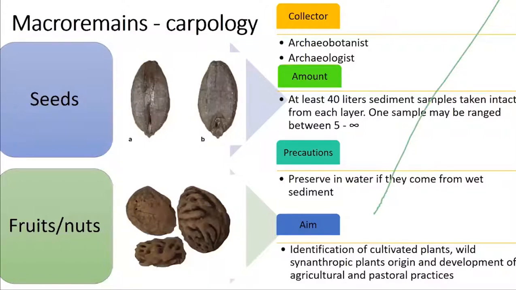And the amount: at least 40 liters of sediment should be taken from each layer. It's my opinion. Maybe some people will say, no, we don't agree with you. One sample may range from 5 to, I don't know, 100 to 200 liters. It depends how important this context is. Why 40 liters? It doesn't mean that it should be less. It shouldn't be more. It will be better if you have more from each layer. If you are taking samples from a site where, stratigraphically, you can see many cultural layers, it would be better to take more. Yes, I'm the person who prefers to take as much as possible.